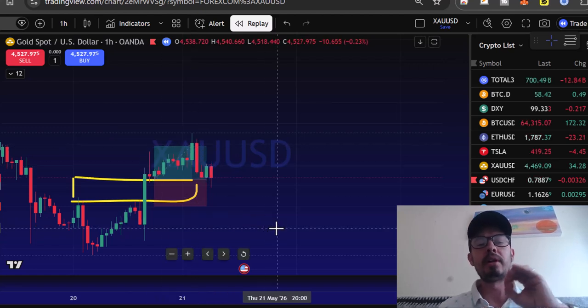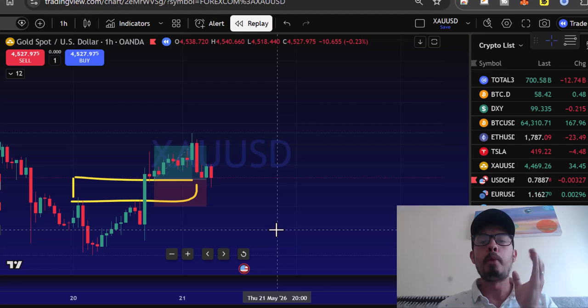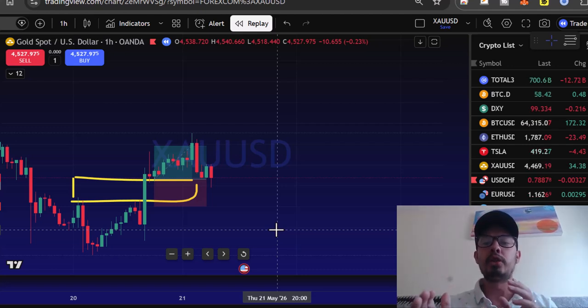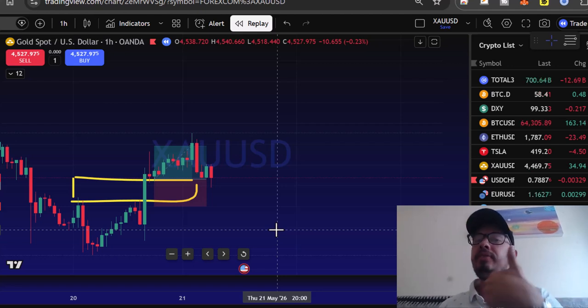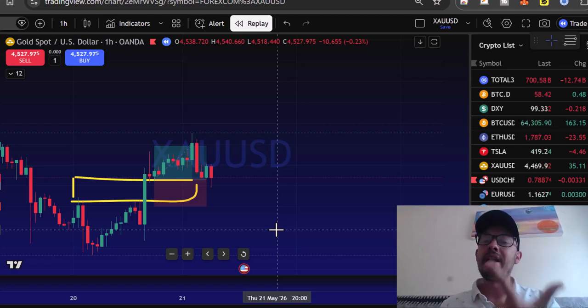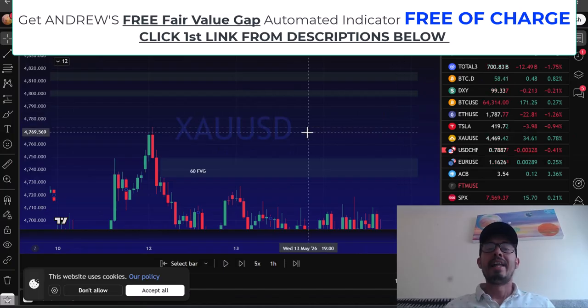Again, always remember, guys, that if you use fair value gap, this will be mostly for scalping trades, for quick trades. So make sure that you use these 3 time frames: either the 15-minute time frame, 1-hour time frame, or 4-hour time frame.